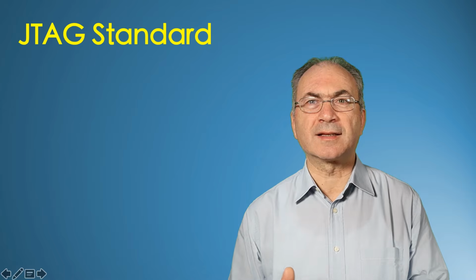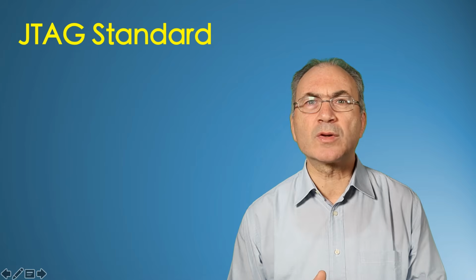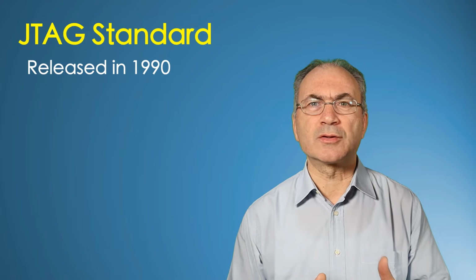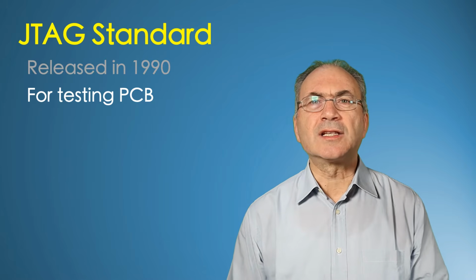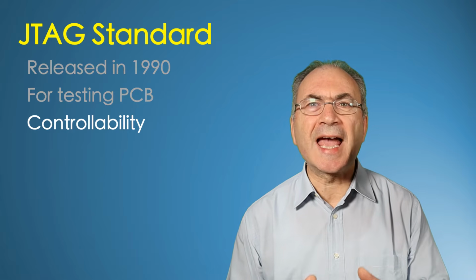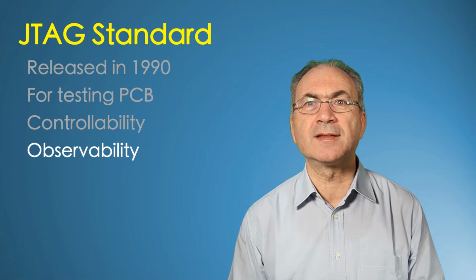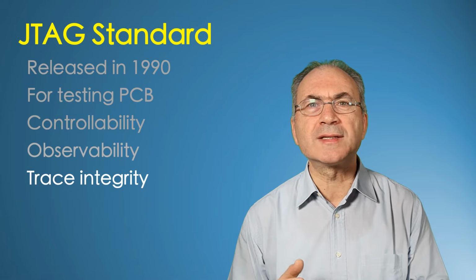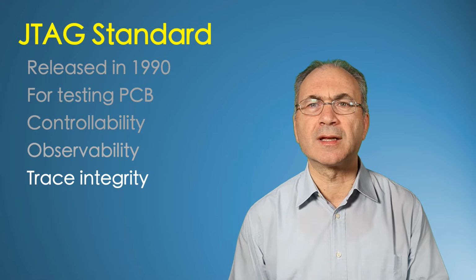The JTAG interface is an industry standard usually implemented in complex integrated circuits. This standard was issued for the first time in 1990 with the purpose to simplify the testing of PCB after manufacture. It allowed controllability and observability of each bit of internal memory of each integrated circuit and allowed to check the integrity of each single trace connecting different integrated circuits in the printed circuit board.